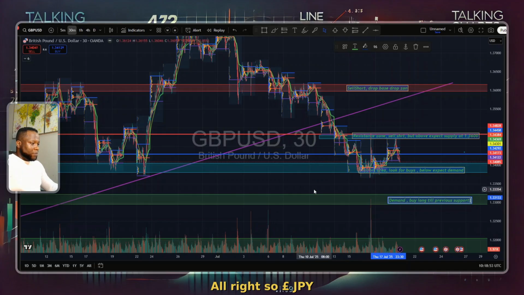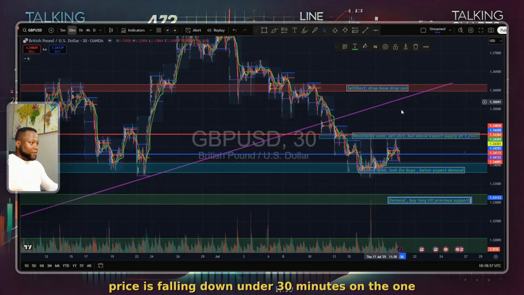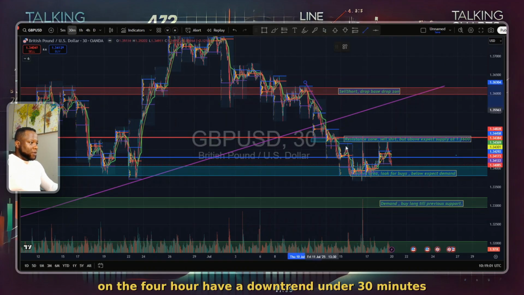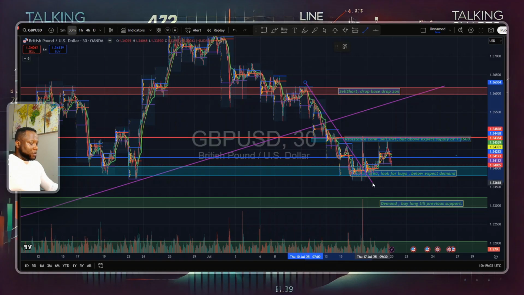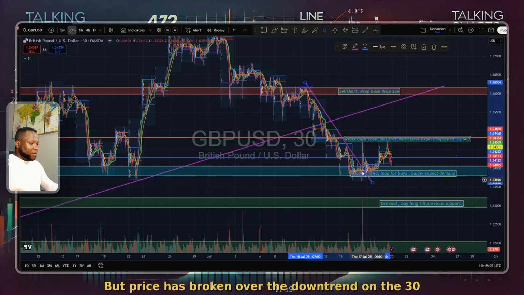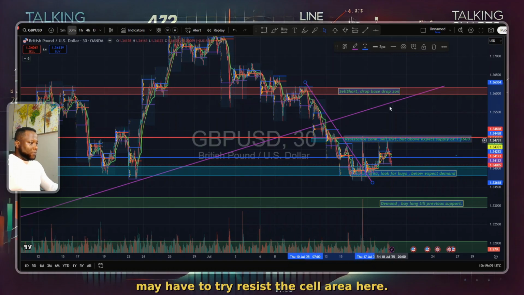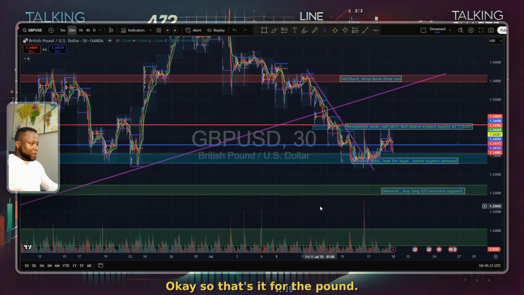So on pound USD, price is falling on the 30 minutes and the 1 hour, and on the 4 hour we have a downtrend. On the 30 minutes we have a downtrend still, but price has broken over the downtrend, which is a little bit of a hopeful thing that we may retest the sell area here. So that's it for the pound. If you have any questions, leave them in the comments and I will answer your questions on the pound USD.